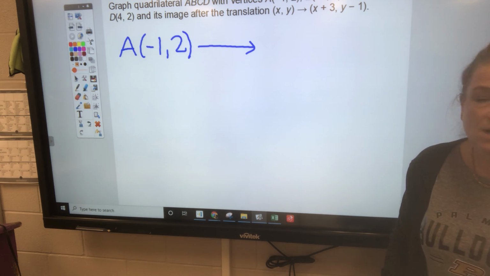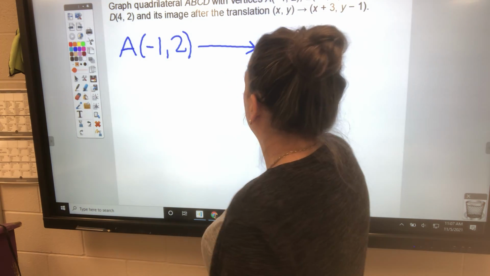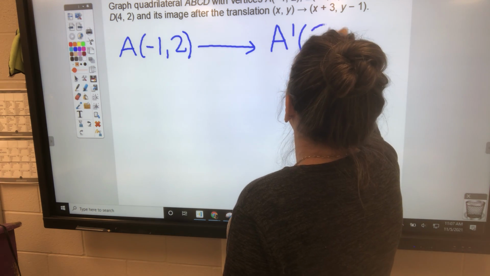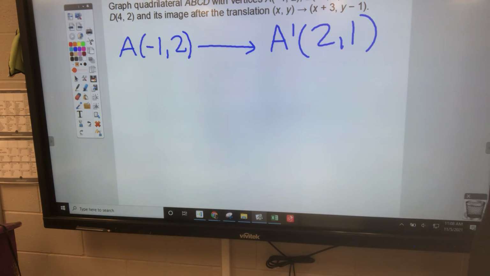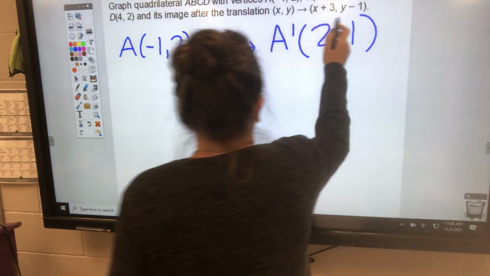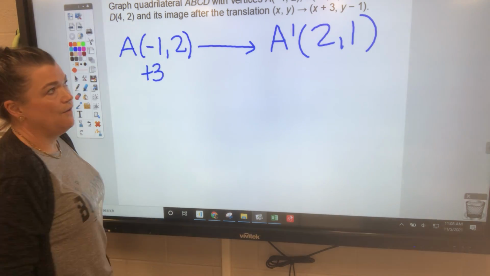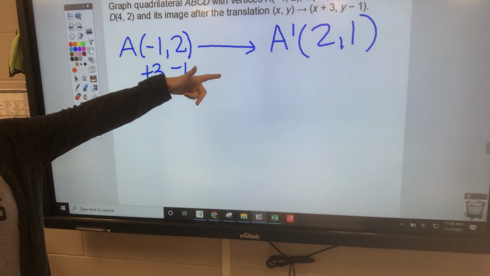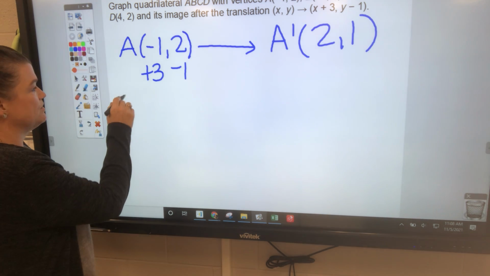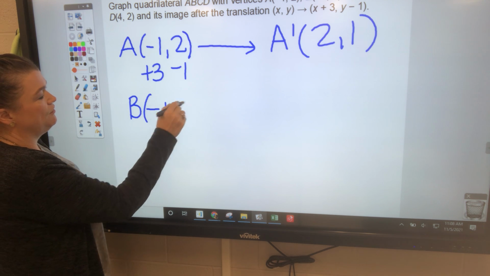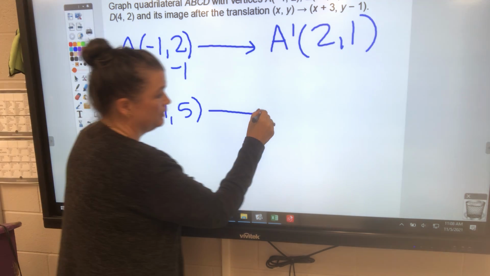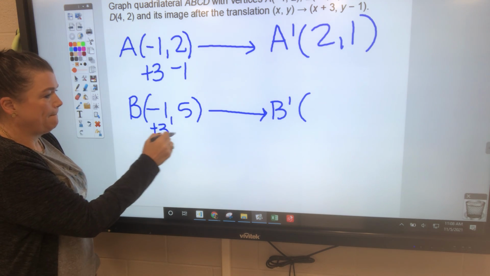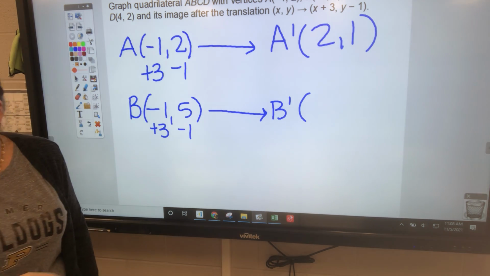Yeah, kind of. So if I started with A, (-1, 2), and I applied this translation, here's my pre-image. My image for this point after this translation would be (2, 1). Does everybody know how those numbers came to be? We took -1, and see this rule, it says x plus 3. So we're gonna add 3 to the x, and we're gonna subtract 1 from the y. See where this +3 and the -1 came from? And that's how we got our image. I'm gonna try to use the correct terminology. For point B, which is at (-1, 5), the pre-image, image B prime would be, I have to apply the +3 and the -1: (2, 4). Everybody with me?